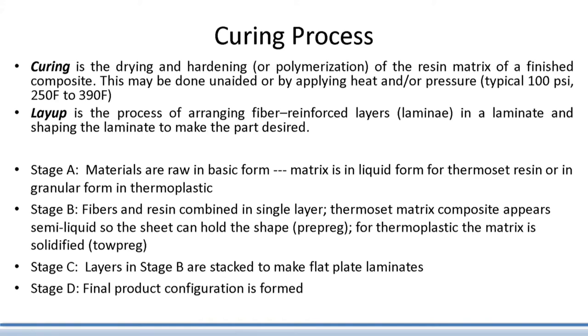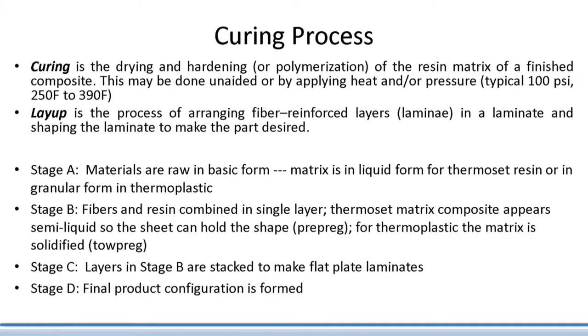Stage A is basically when you receive the materials in the basic form, in the raw state. Matrix is in liquid form for thermoset resin or in granular form for thermoplastics. Very important to consider that. So the matrix is in liquid form for thermoset resin or in granular form for thermoplastics. But stage A is the materials in the basic form.